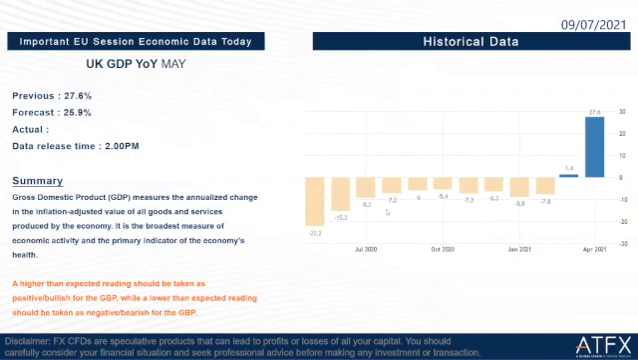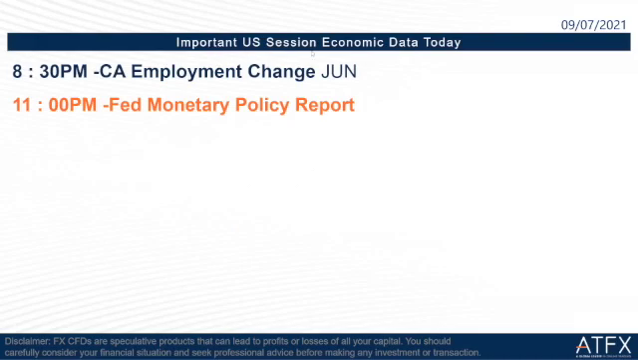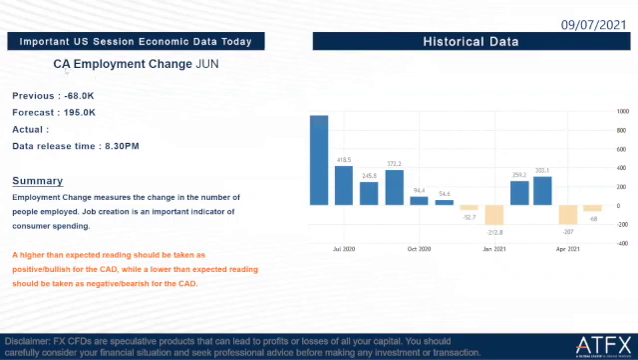When it comes to the next session, the next one after the EU is the US session. The important US session economic data today is only the Canada employment change and also the 11 o'clock Fed monetary policy report. I think this will bring minor market volatility to the US dollar today. For the only important economic data, let's take a view. The Canada employment change June: the previous is negative 68,000 and the forecast is 195,000, which is higher than the previous one. The data release time is at 8:30 tonight.